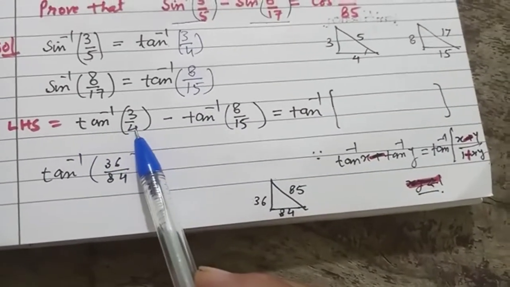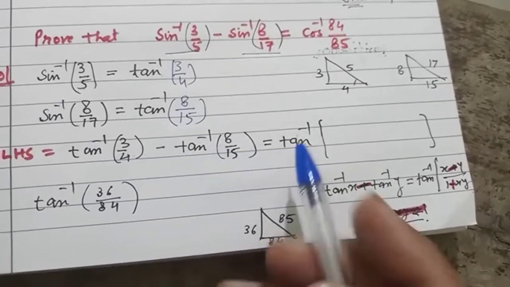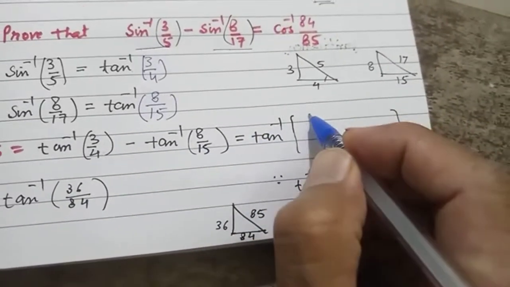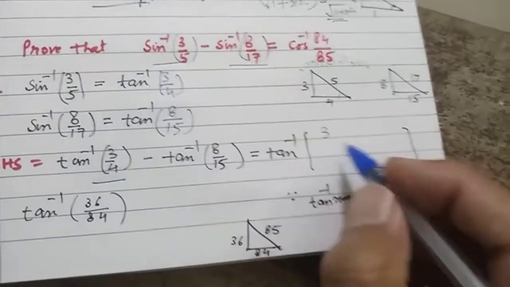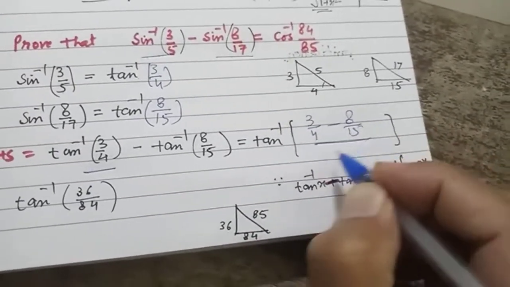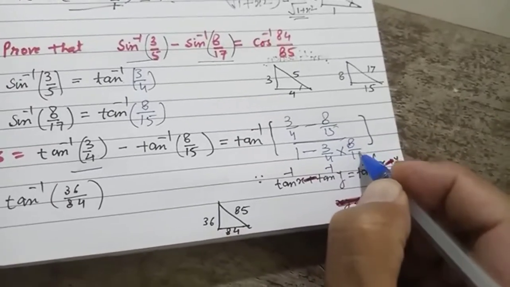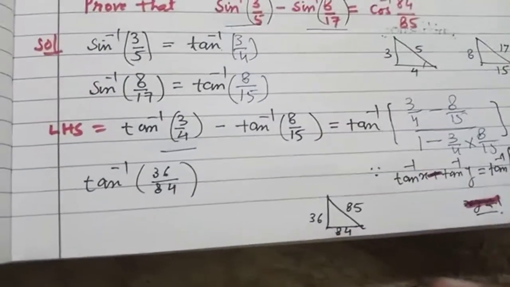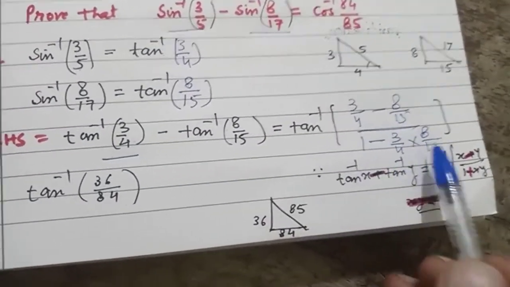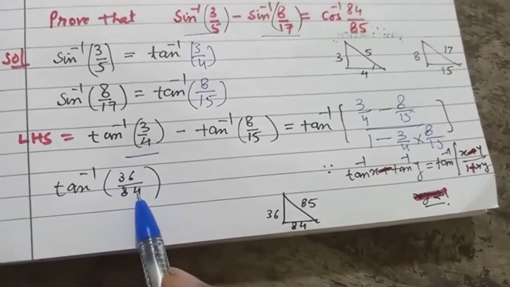Now you apply the formula. What is the formula of tan inverse x minus tan inverse y? It's going to be tan inverse of x, that is, 3 by 4, minus 8 upon 15, over 1 minus 3 by 4 into 8 over 15. You may take the LCM and solve. Its answer comes as tan inverse 36 by 84.